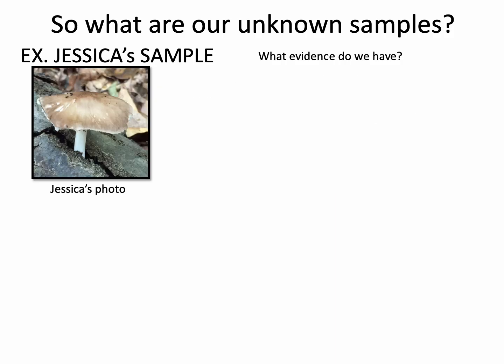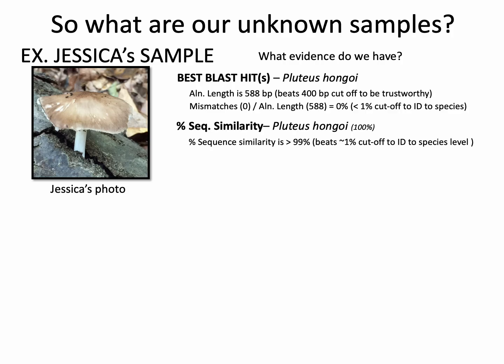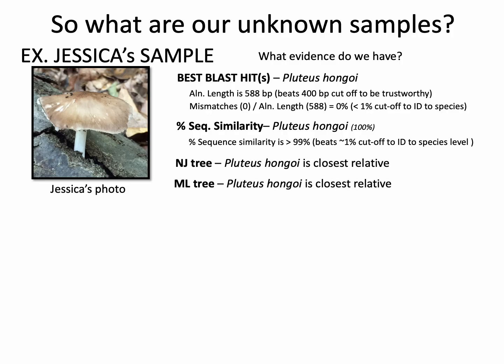Next, let's look at Jessica's sample and the evidence we have from our DNA Subway analyses. Her best BLAST hit was Pluteus ongoi. The alignment length was 588 base pairs, which beats our 400 base pair cutoff to be trustworthy. There were 0 mismatches in this alignment, so there's a 0% difference between that and the BLAST hit, which is definitely below our cutoff to ID to the species level. Percent sequence similarity was 100% similar to 2 different Pluteus ongoi samples, so once again, this beats our cutoff to ID to the species level.